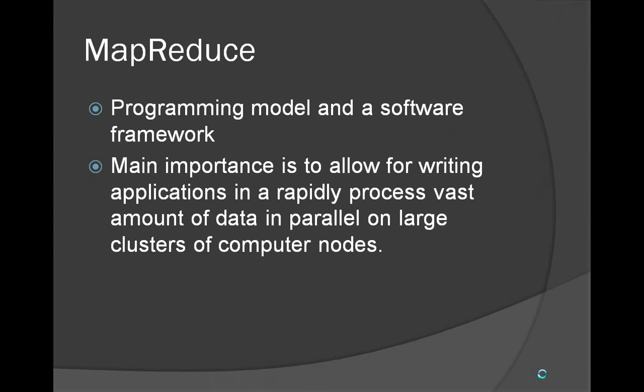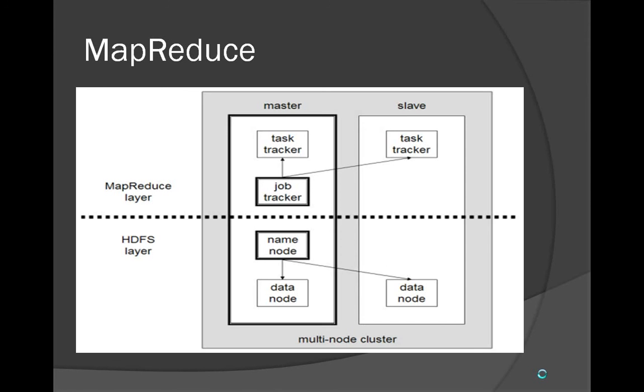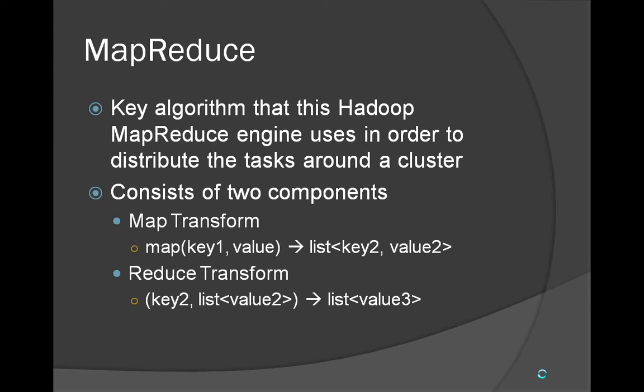MapReduce is the key algorithm that this Hadoop MapReduce engine uses in order to distribute the tasks around a cluster. MapReduce consists of two components, the map transform and the reduce transform. The map transform transforms the input data row of key and value into a list output of key and value. This is illustrated below. And the reduce transform takes in all the values and then generates a new short list, which is also illustrated here.